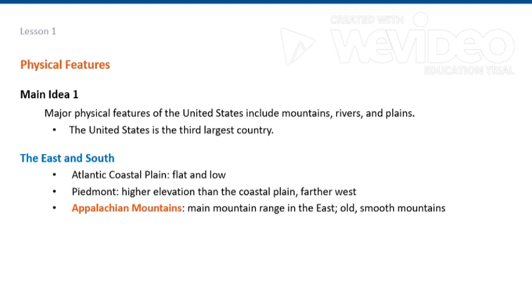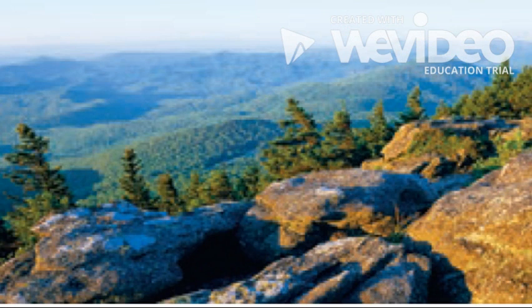The east and south. If you are traveling across the United States, you might start on the country's eastern coast. This low area, which is flat and close to sea level, is called the Atlantic Coastal Plain. As you go west, the land gradually rises higher to a region called the Piedmont. The Appalachian Mountains, which are the main mountain range in the east, rise above the Piedmont. These mountains are very old. For many millions of years, rain, snow, and wind have eroded and smoothed their peaks. As a result, the highest mountain in the Appalachians is about 6,700 feet.